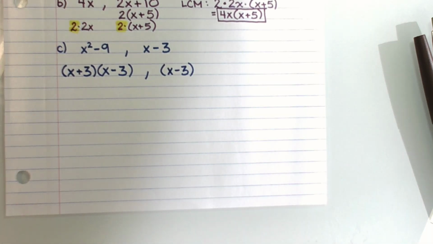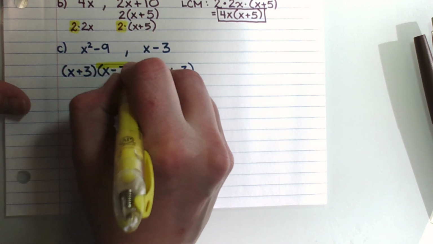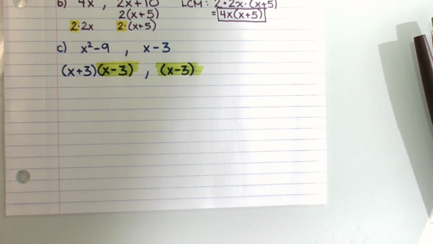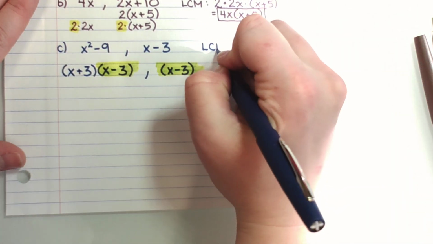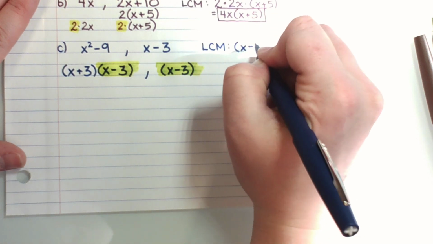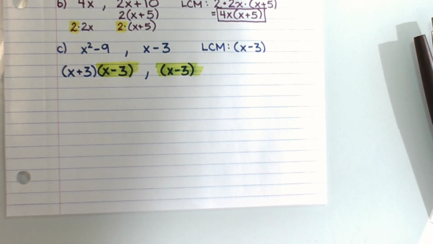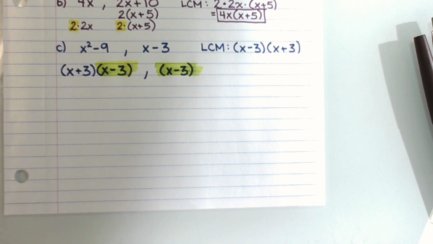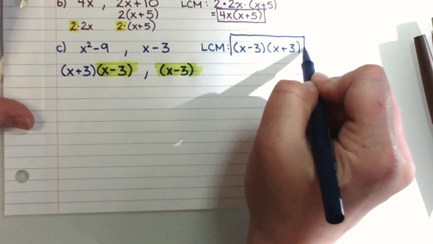What do the two things have in common? X minus 3. Now, when you're talking about binomials, it has to be the entire binomial in common. Which means my least common multiple needs to have an x minus 3, because that's what they have in common, and it needs everything they don't have in common. What do they not have in common? First one's got an x plus 3. The second one doesn't have anything that's not in common. That's my LCM. That gives me everything.